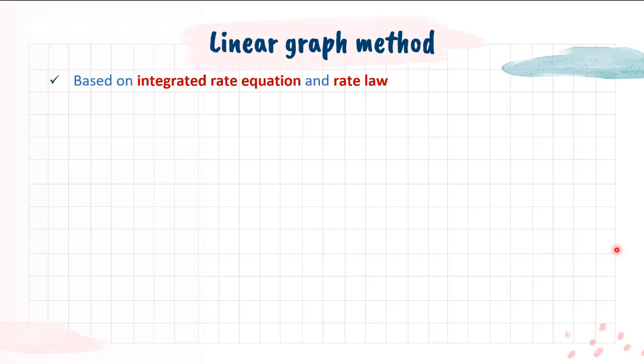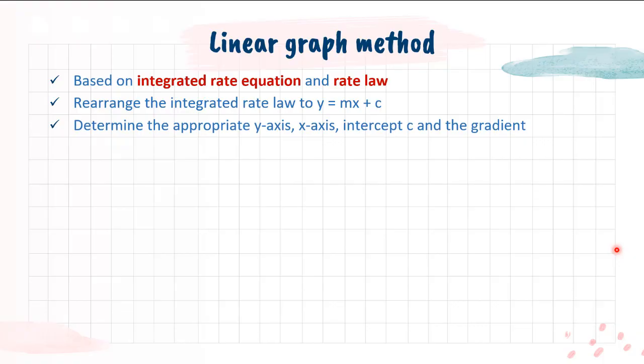If you still remember, zero order, first order, second order have different integrated rate equations, whereby you need to rearrange to get y equals mx plus c. Then you need to determine which one is your y-axis, x-axis, intercept c, and the gradient. Then you need to try and error until you get a straight line graph. Linear is the same as straight line. So try and error until you get a straight line graph, and that will be your order of reaction. Since they have different y-axes, you need to interpret one by one.